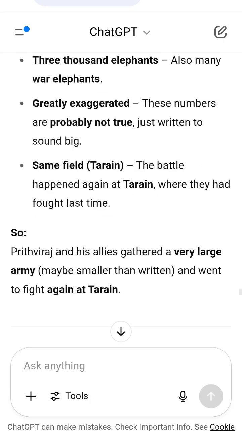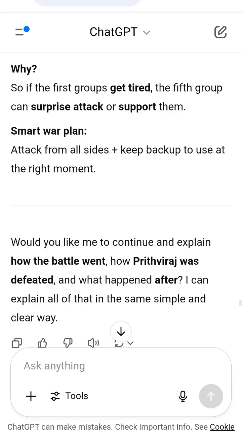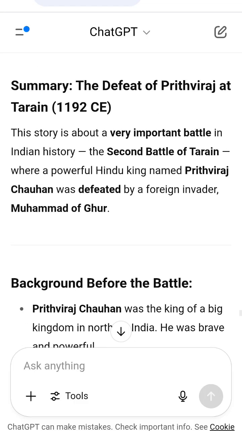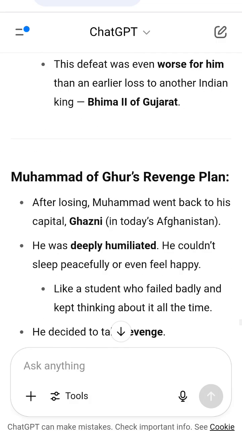The battle begins again at Tarain. The two sides fought again on the same battlefield, Tarain. Muhammad used a smart war plan. He divided his army into 5 parts. 4 parts surrounded and attacked the Rajputs from different directions. The 5th part was kept in reserve, held back to be used at the right time. This tactical strategy, war trick, helped him win the battle this time.